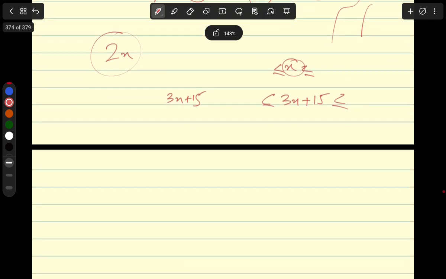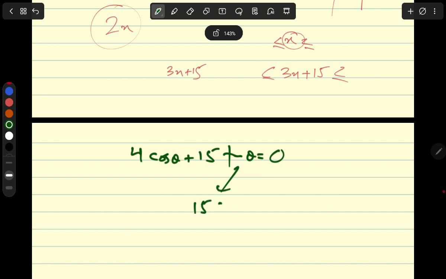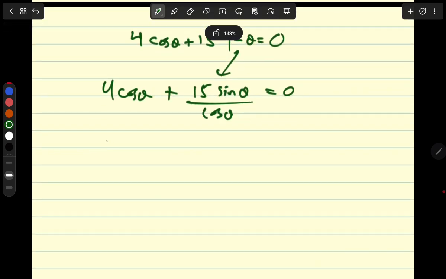Now, let's do an identity based question as well, and then we'll be done. So if you're given 4 cos theta plus 15 tan theta, and let's say that this is equal to 0, how do you have to solve it? First of all, expand this tan theta. So this is 15 sine theta over cos theta, plus 4 cos theta, equals 0. So take the LCM, multiply both sides by cos theta, so you get 4 cos square theta plus 15 sine theta equals 0.